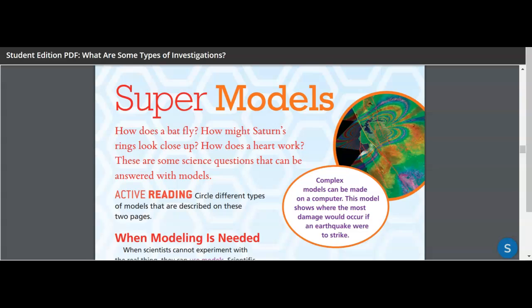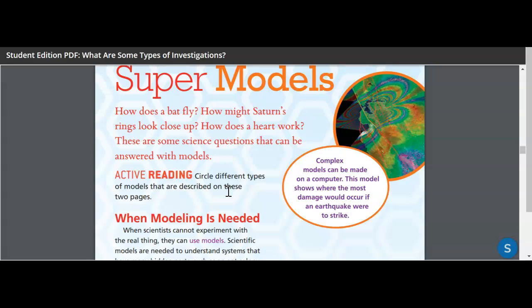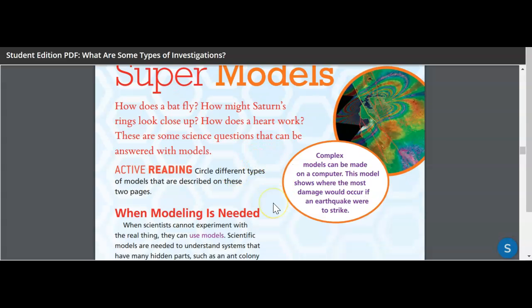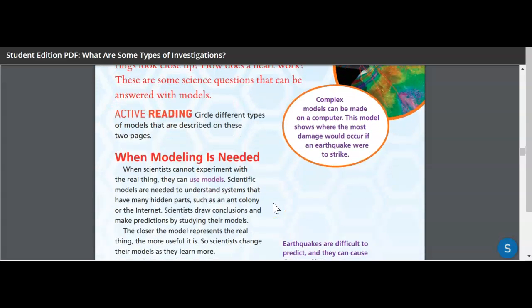So how does a bat fly? How might Saturn's rings look close up? How does a heart work? So these are some science questions that can be answered with models, right? You guys know also that you can use models for weather. That's how they predict certain weather trends, and the planets we certainly can't control. So they use models to answer questions about those types of things.